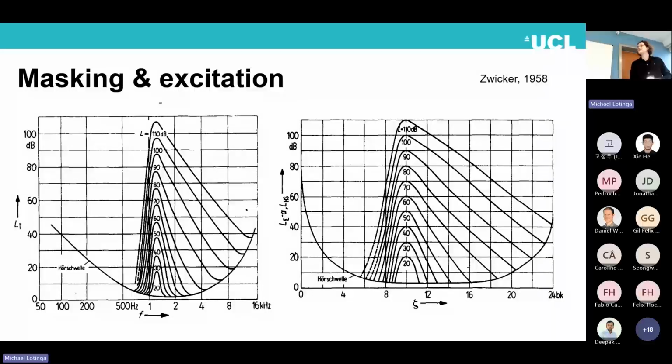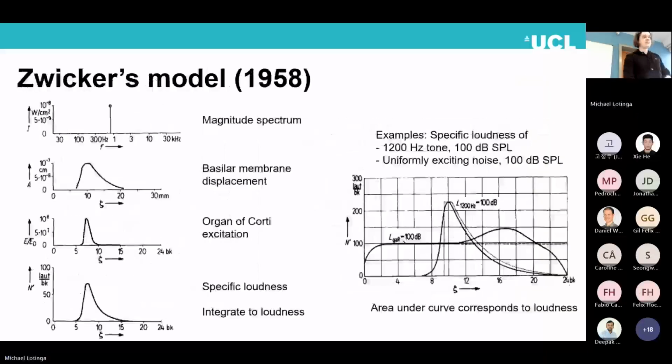And from those masking patterns, Zwicker inferred what happens on the basilar membrane or in the organ of Corti, and so-called excitation patterns of the basilar membrane or in the organ of Corti, which you see on the right-hand side, based on masking data. And that led him to form his first model in 1958, which is much older than the standards that he later created. And the model is rather simple.